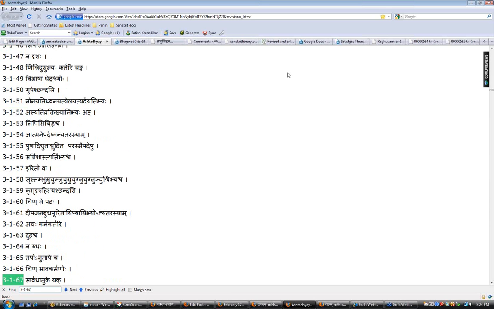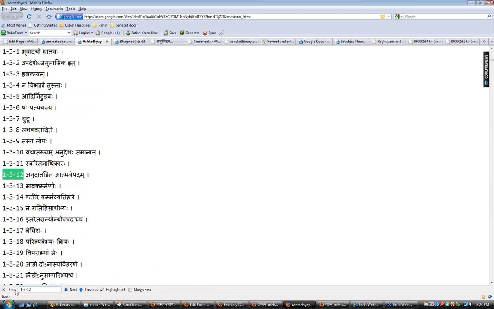bhavakarmano. But remember one thing which we always emphasize: bhavakarmano 1.3.12 says that if it is passive, it has to be atmane padam. If it is not atmane padam, it is not passive. So the fact that we have formed a nija gade should give you a hint right there.